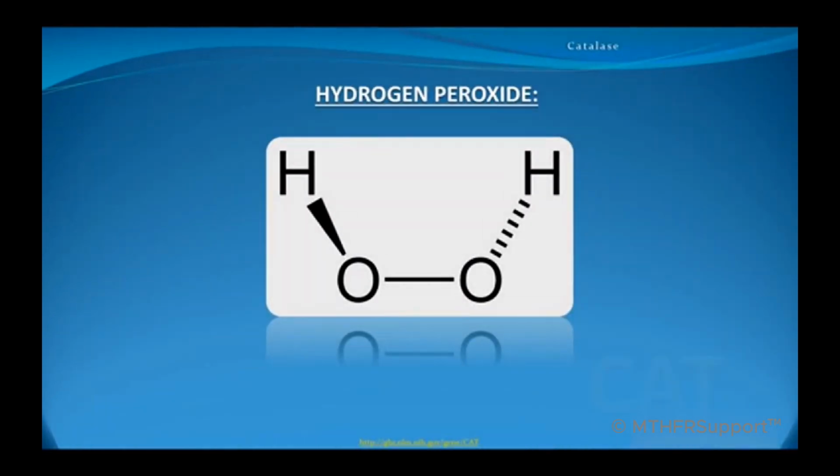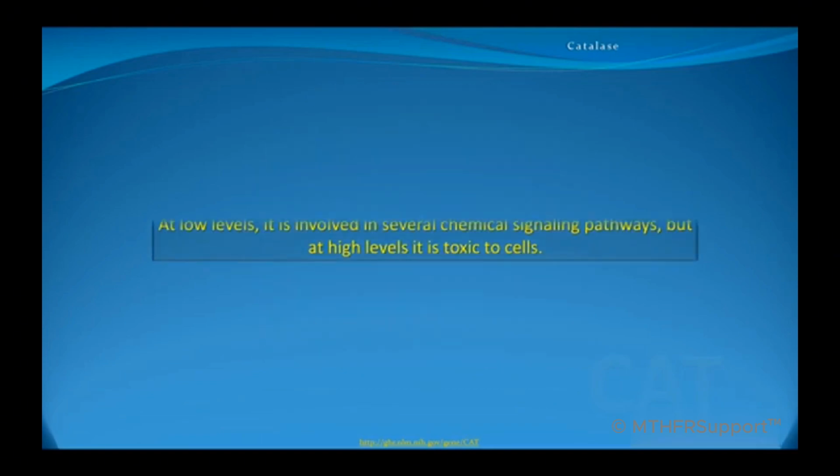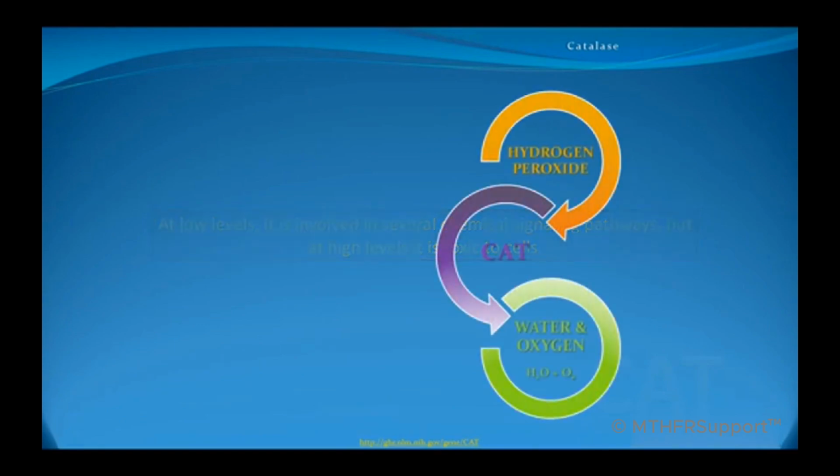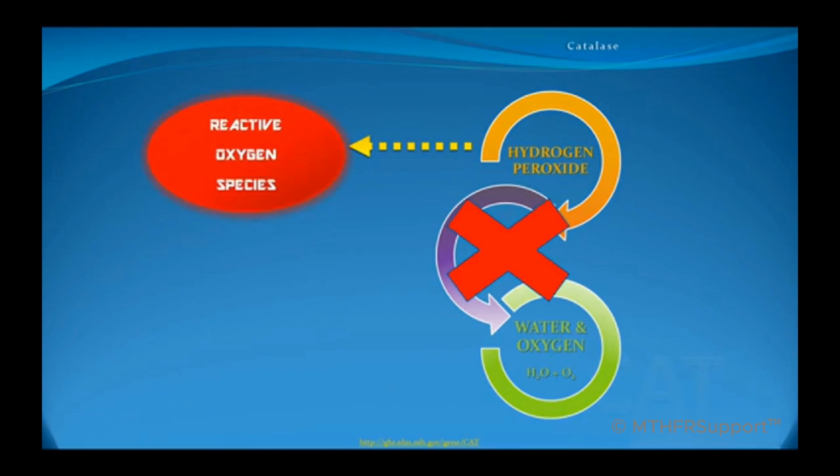Hydrogen peroxide is produced through chemical reactions within cells. At low levels, it is involved in several chemical signaling pathways, but at high levels it is toxic to cells. If hydrogen peroxide is not broken down by catalase, additional reactions convert it into compounds called reactive oxygen species that can damage DNA, proteins, and cell membranes.